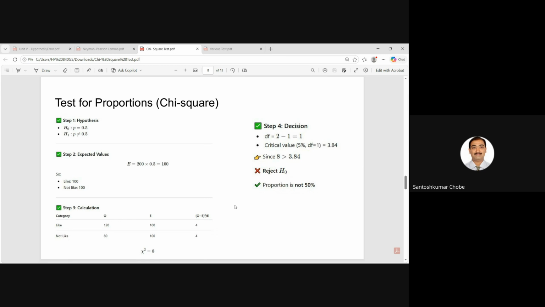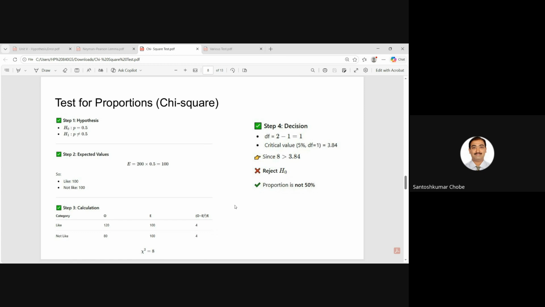In the category table, I have the observed value, expected value, and likes and not likes. The observed value is what is given in my example: 120 people like the product, and 80 people do not like the product. In the expected value, 100 people are supposed to like the product. My expectation is an equal proportion, that is 50%. So 100 people are supposed to like the product and 100 people are not supposed to like it. There is an equal proportion of likes and dislikes.